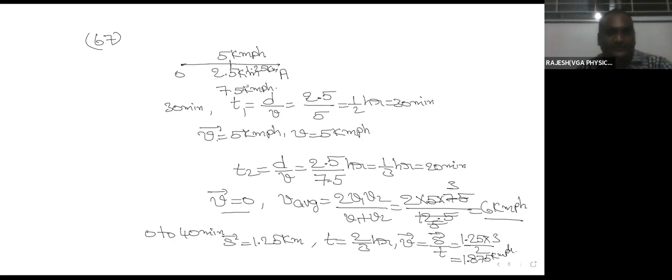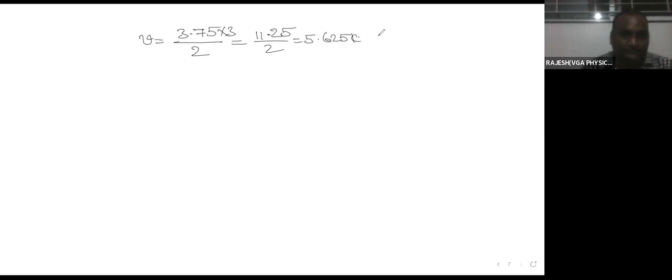For speed, that is 2.5 plus 1.25, that is 3.75 by 2 by 3. So speed is 3.75 by 2 by 3. That is 3 5s are 15, 7 3s are 21 plus 1, 22. 3 3s are 9, 11.25 by 2. That is 5.625 kilometer per hour.